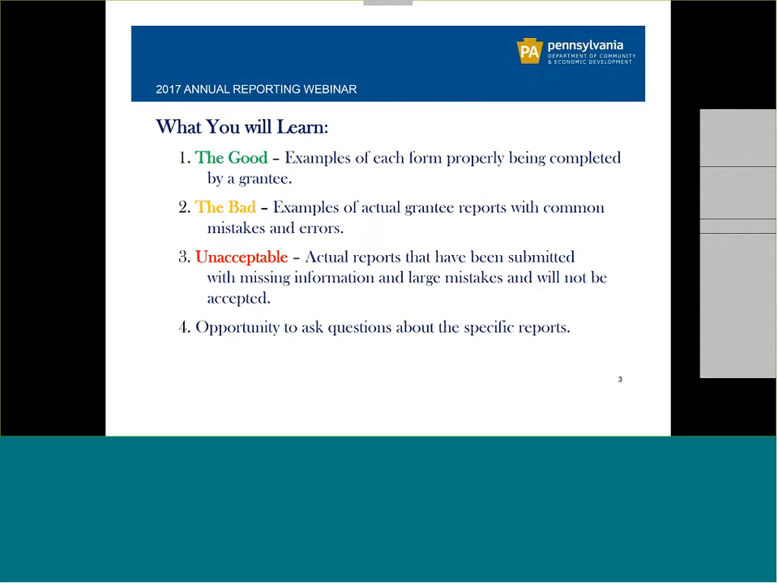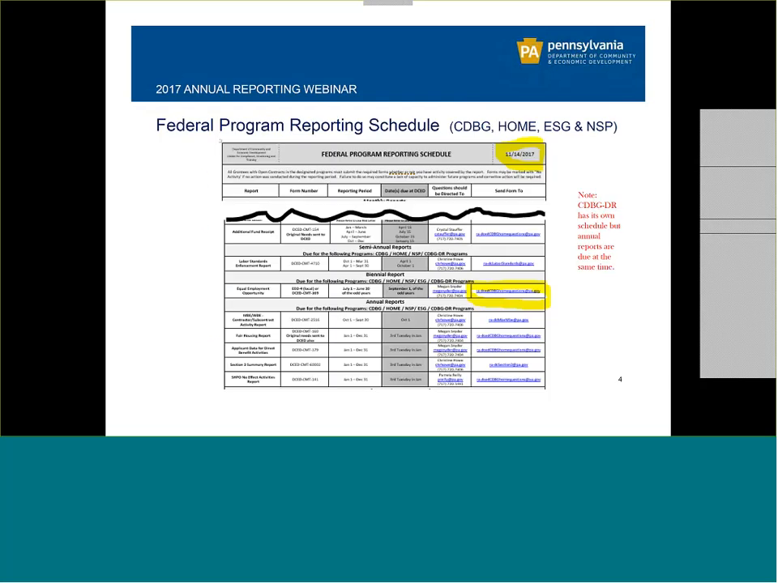What we are going to do today is use actual examples of good forms that have come in, bad forms with small but common errors that we want to get cleaned up, and then the unacceptable. These are reports that have been submitted that are totally not acceptable. They're missing a lot of information, there are large mistakes in them, and they really need to be corrected. And then, as I said before, we will provide opportunities for you to ask questions.